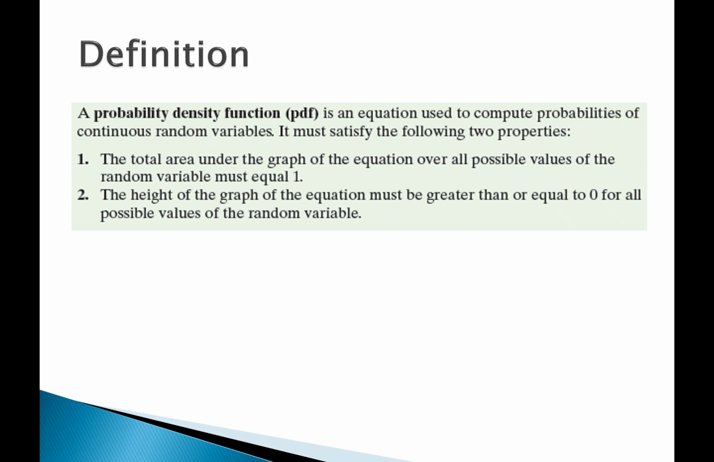Okay, so a probability density function is an equation used to compute the probabilities of continuous random variables and must satisfy the following two properties. The total area under the graph of the equation over all possible values of the random variable is equal to 1. The height of the graph of the equation must be greater than or equal to 0 for all the possible values of the random variable.